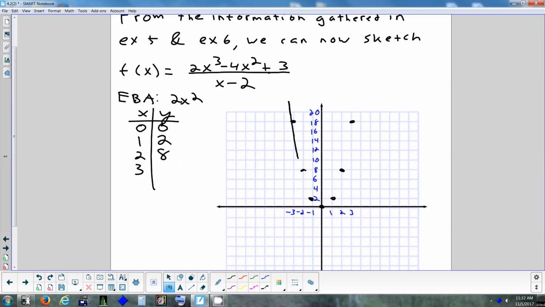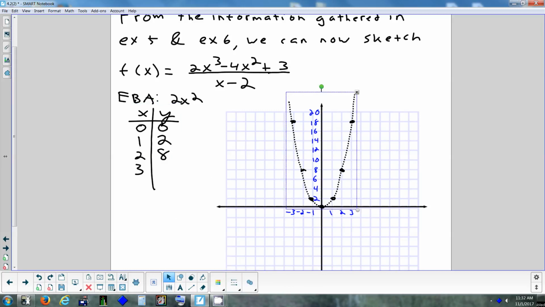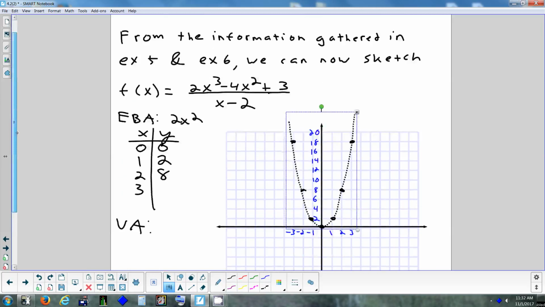So, let's see. Okay. So that's my EDA. Okay, make it dotted because it's an asymptote. And now let's figure out our vertical asymptote. Okay. Set the denominator equal to 0.